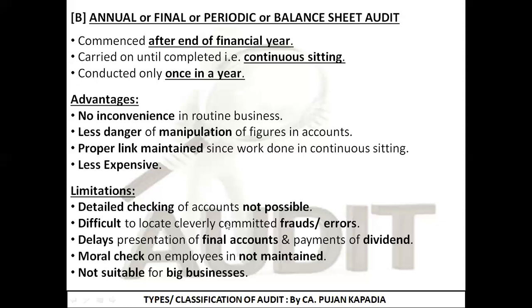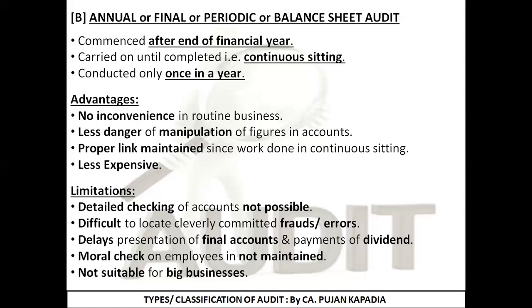Next is delays presentation of final accounts and payments of dividend. It is but natural. I am starting my audit work after the financial year ends. As a result, once I complete my audit, I am going to prepare the final audited financial accounts, and then on the basis of my audit report, the board of directors or the shareholders are going to discuss or decide about the dividend. As a result, this entire process is going to be delayed. Why? Because you are actually starting your work after the year is ending.